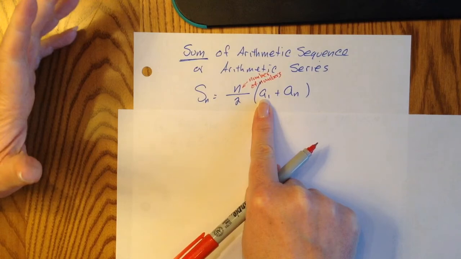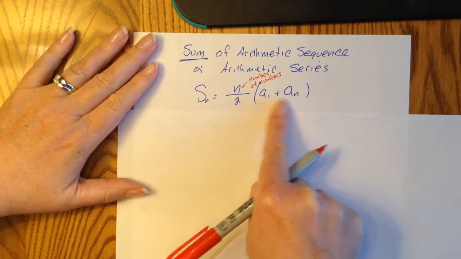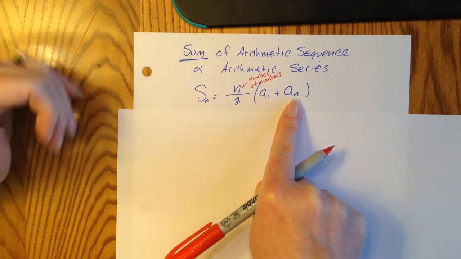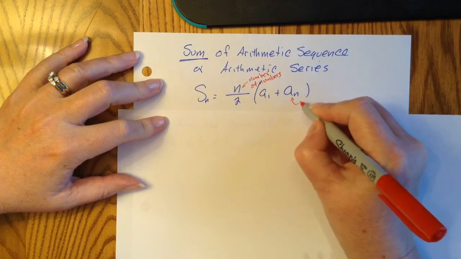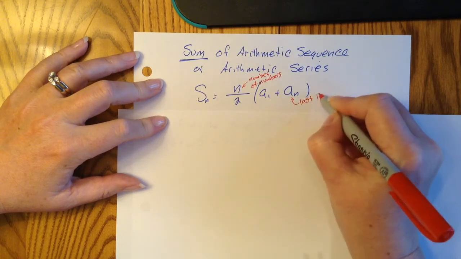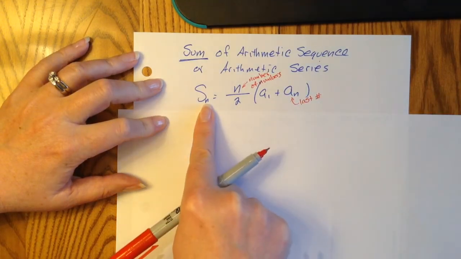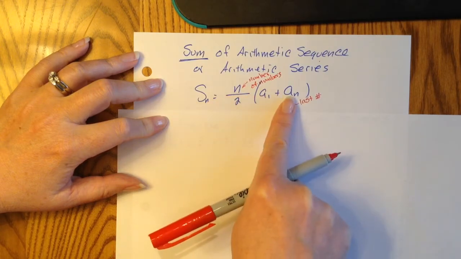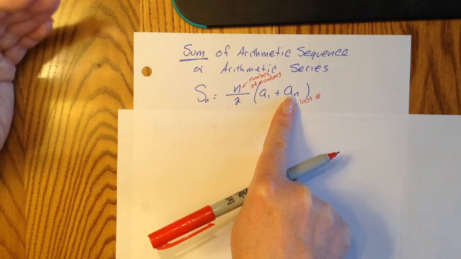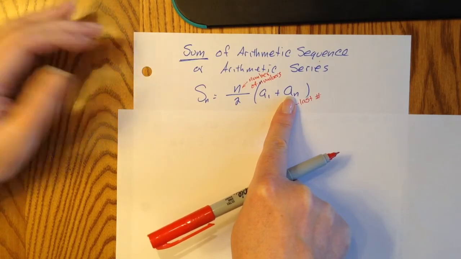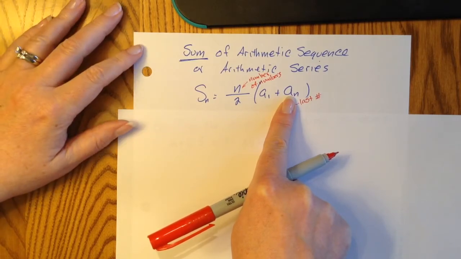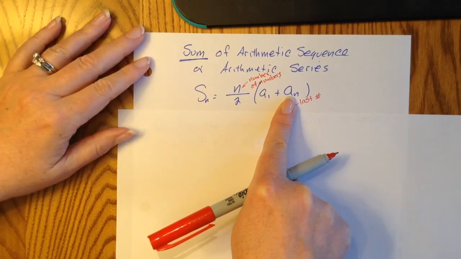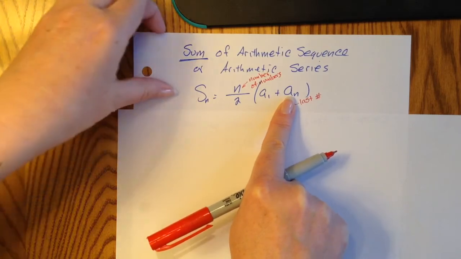A sub 1, that's the first number in the sequence. A sub N will be the last number that you add up. Why? Well, if you're adding up 100 numbers, N is 100, and this is the 100th number. It would be the last one that you would add up. I know that's a little tricky. Let's go through an example. It'll be fine. Come along.